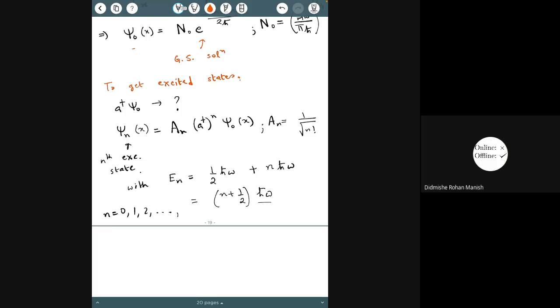Ma'am, in the classical harmonic oscillator, something like a spring or some kind of real thing was giving us that potential. But in this case, what can be the thing which is giving us this kind of potential? It's still the Coulomb force.